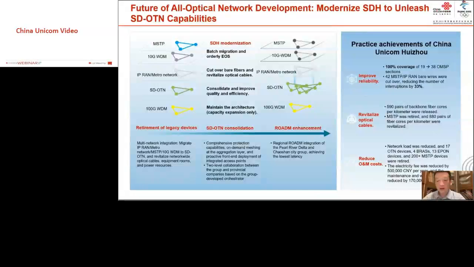Second, continue to consolidate the SD-OTN network and proactively deploy integrated access points in front of the network. Finally, enhance the modern network to build a network with the optimal delay.